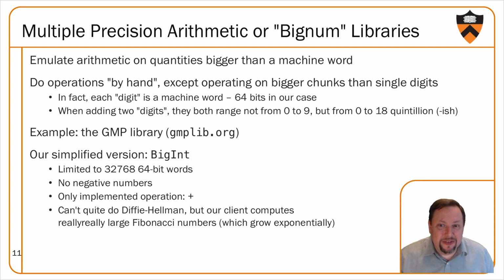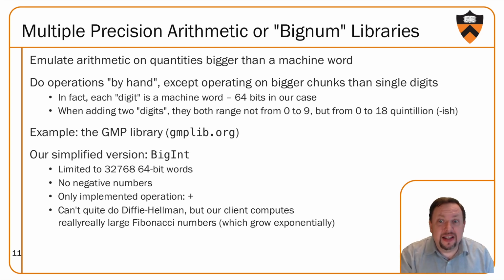And basically, they're going through these arithmetic operations sort of by hand, like you would, except that they're operating not on single decimal digits between 0 and 9. They're operating on chunks that are themselves, let's say, 64 bits long. So the digits, instead of ranging from 0 to 9, range from 0 to 18 quintillion-ish.